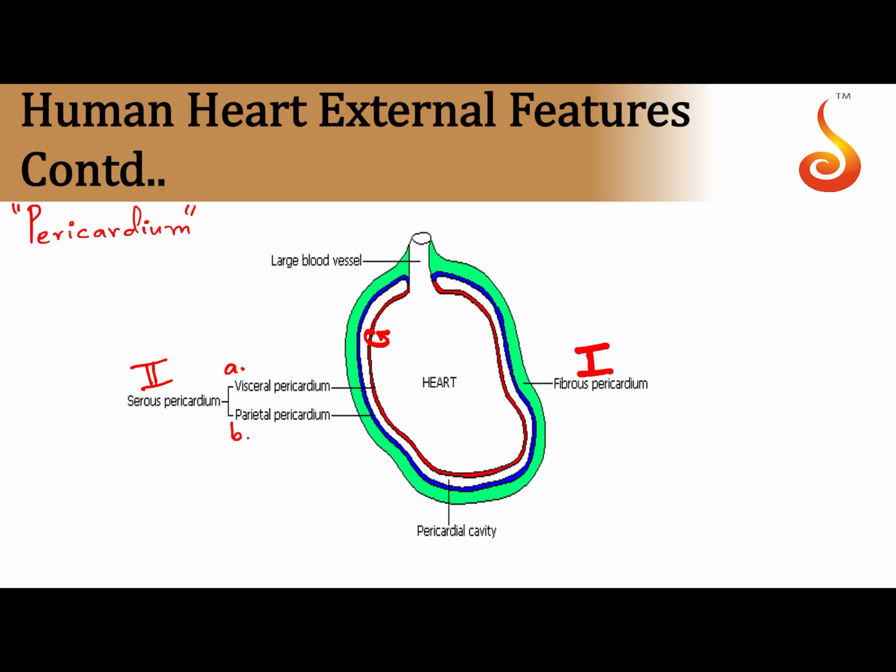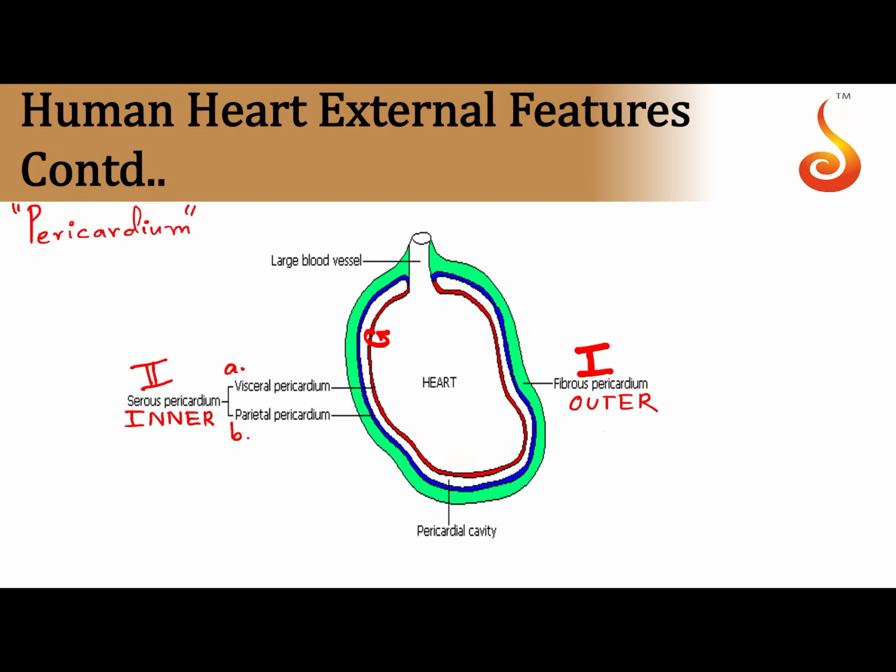So remember that outer parietal and inner visceral make up the inner pericardial layer, which is called the serous pericardium. So fibrous pericardium is the outer layer, and the serous pericardium is the inner layer, which is further divided into an inner visceral, which is red in color, and an outer parietal, which is blue in color.